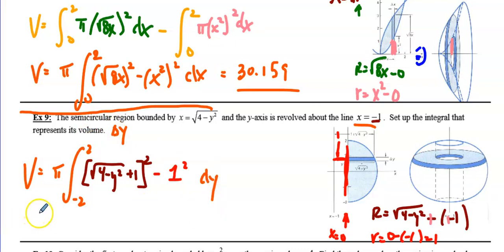And so this is how you set this problem up. And then the volume of this is going to be 72.989.